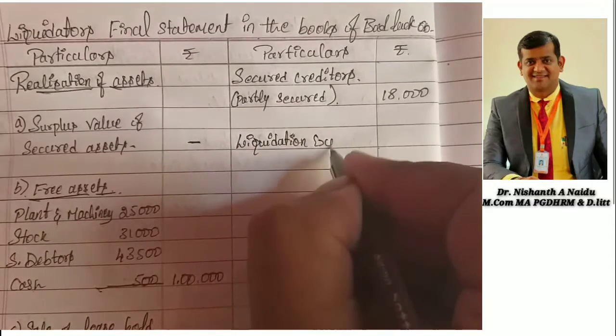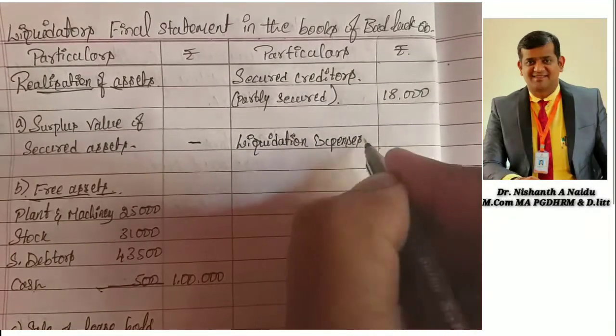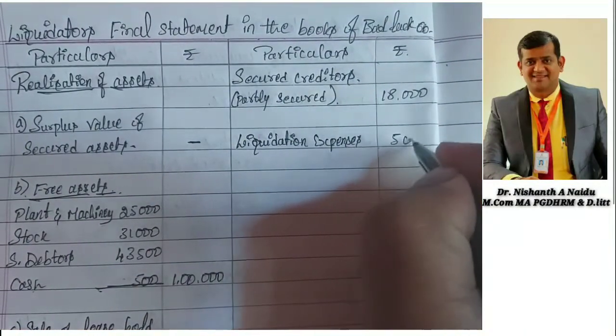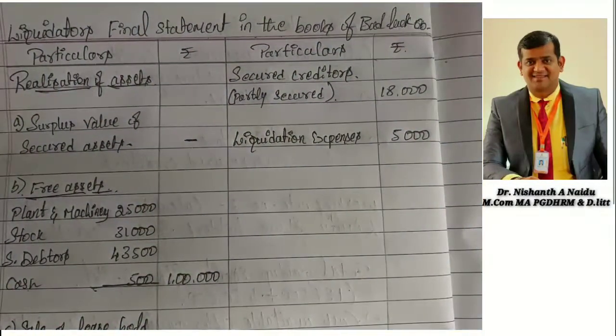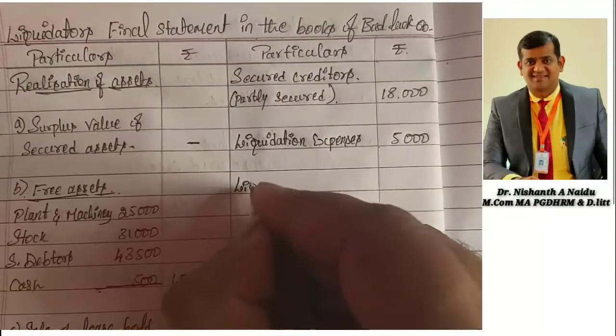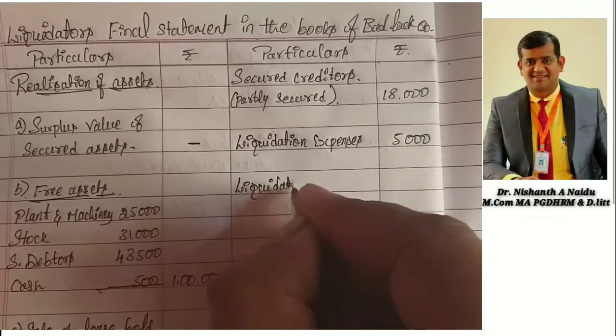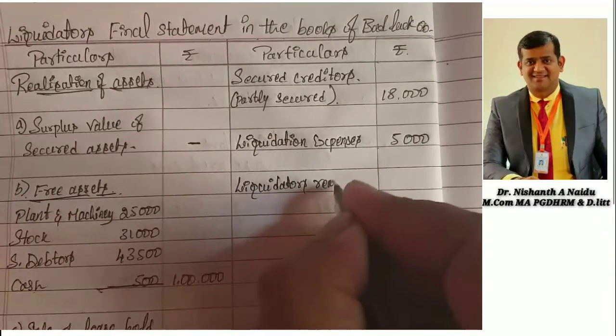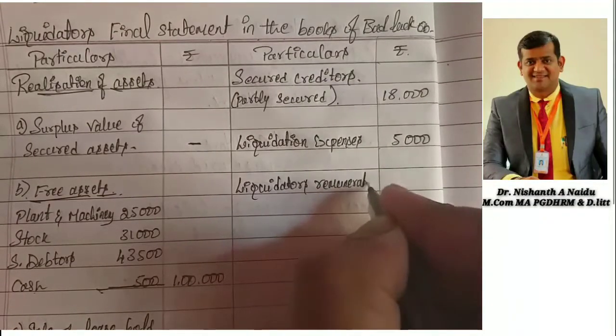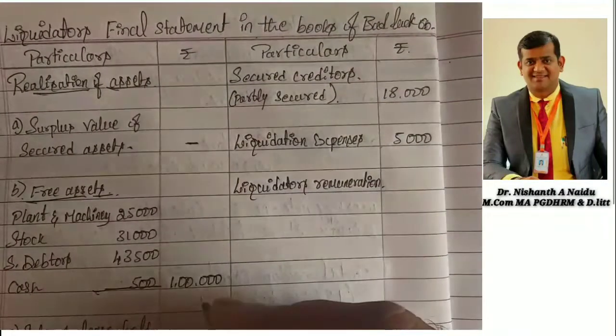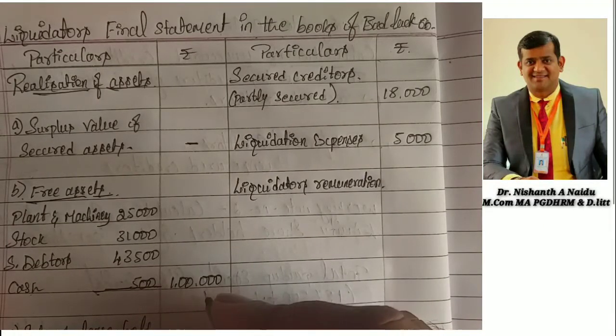After this, the immediate item is liquidation expenses. How much? 5,000 rupees. Liquidation expenses of rupees 5,000. Next we have liquidator's remuneration. So how much is the liquidator's remuneration? 4% on all assets realized, they said, correct? 4% on all assets realized. So that we have to calculate.